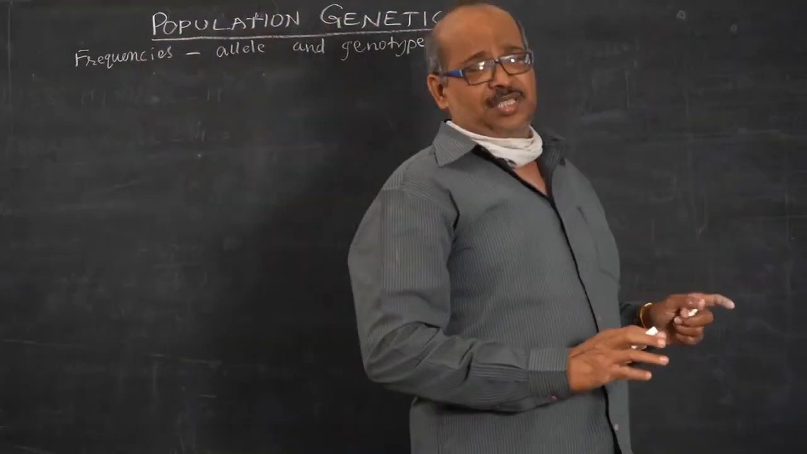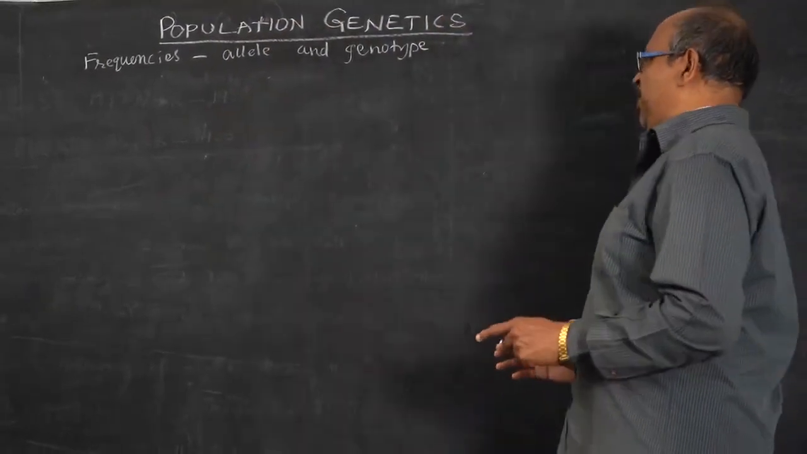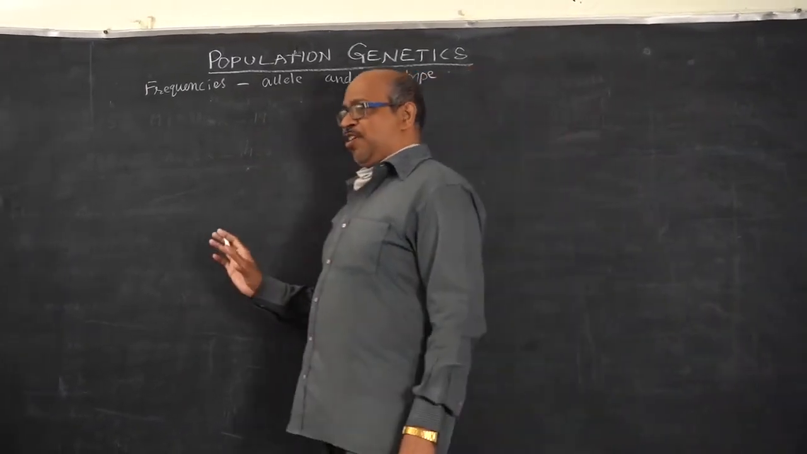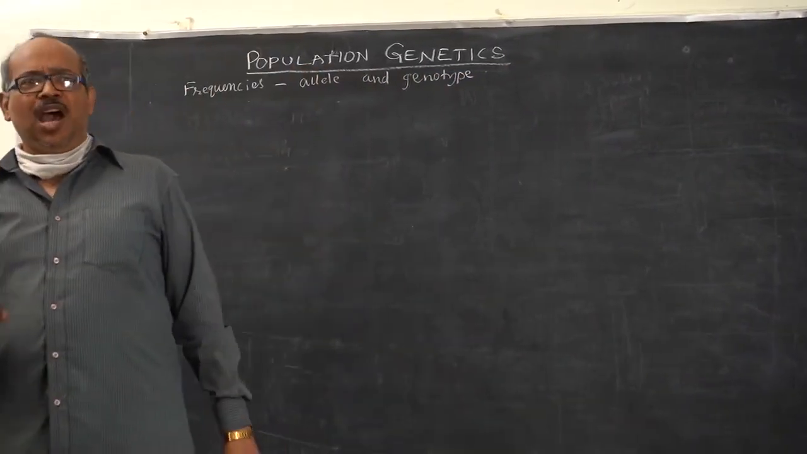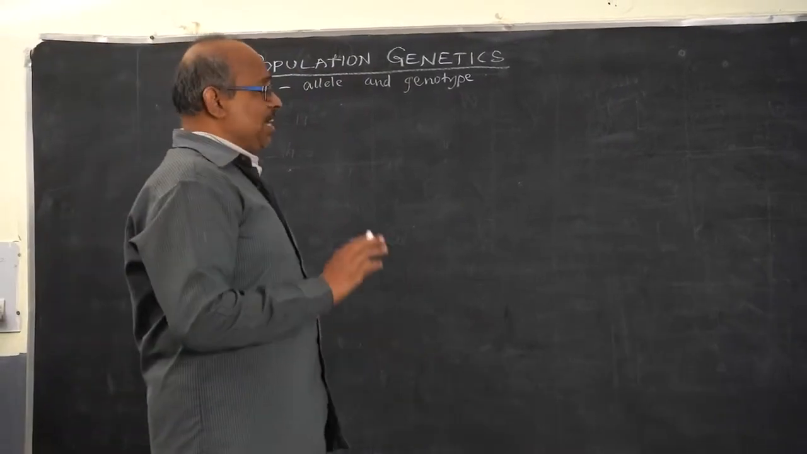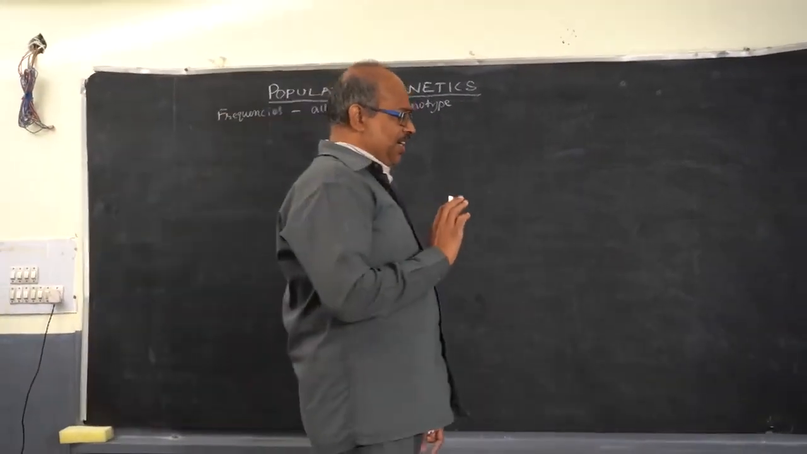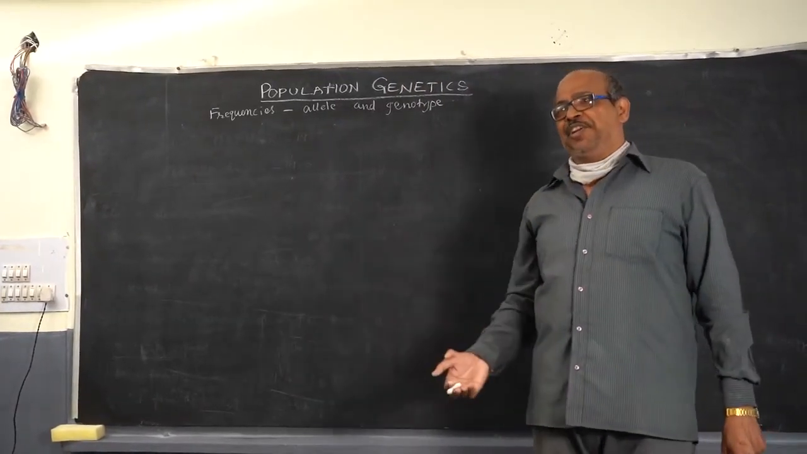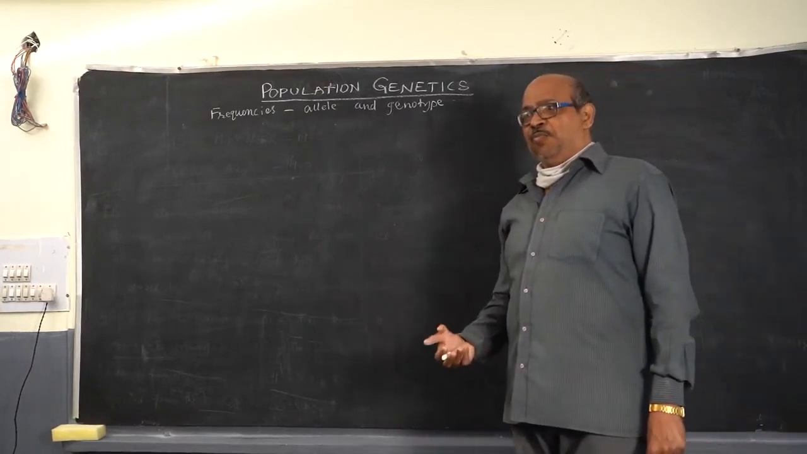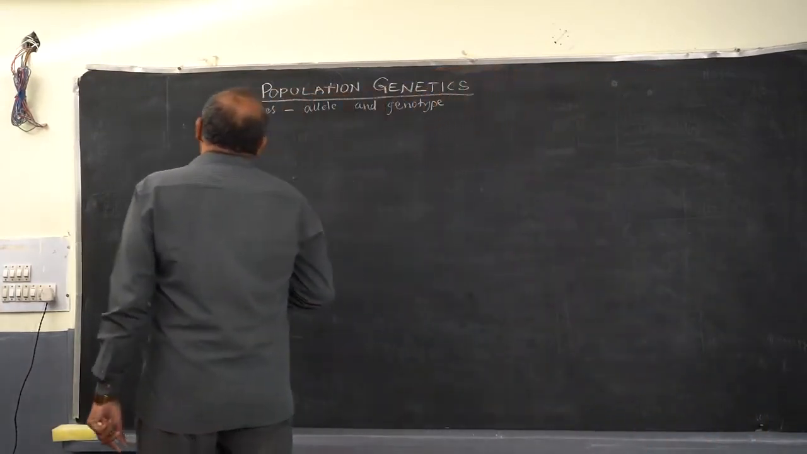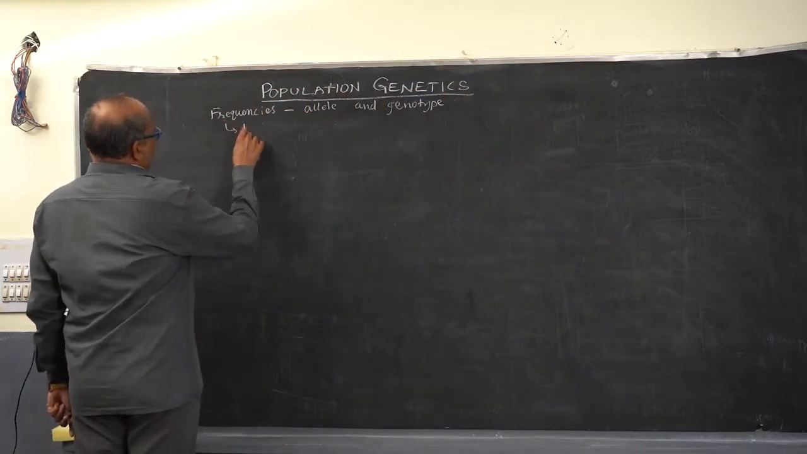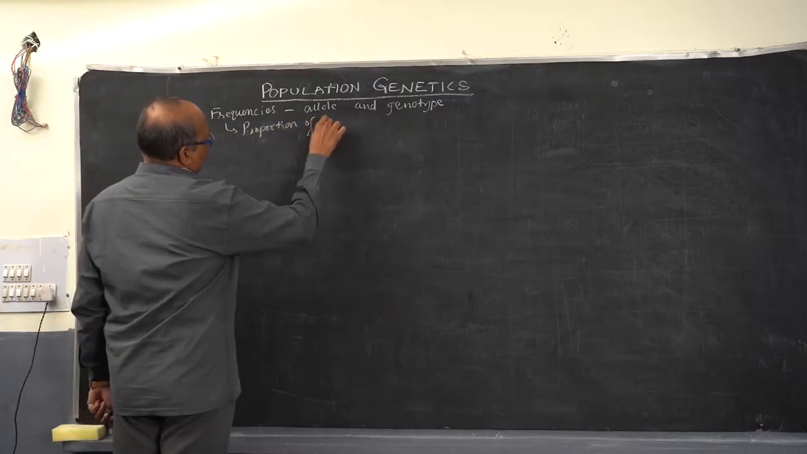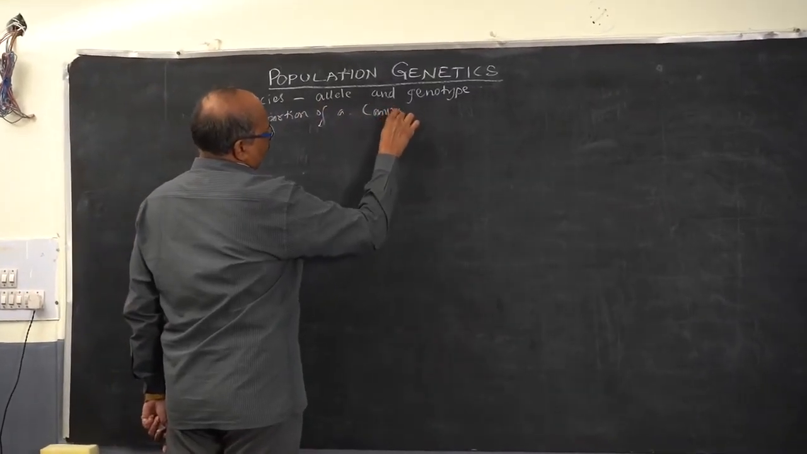So the two frequencies, allele or gene frequency and the genotypic frequency, control the evolution of a population from one generation to another generation. The changes in these frequencies are an indication that the population is evolving. The population has the possibility of developing into another new population. So frequency basically means the proportion of a component with respect to the total.